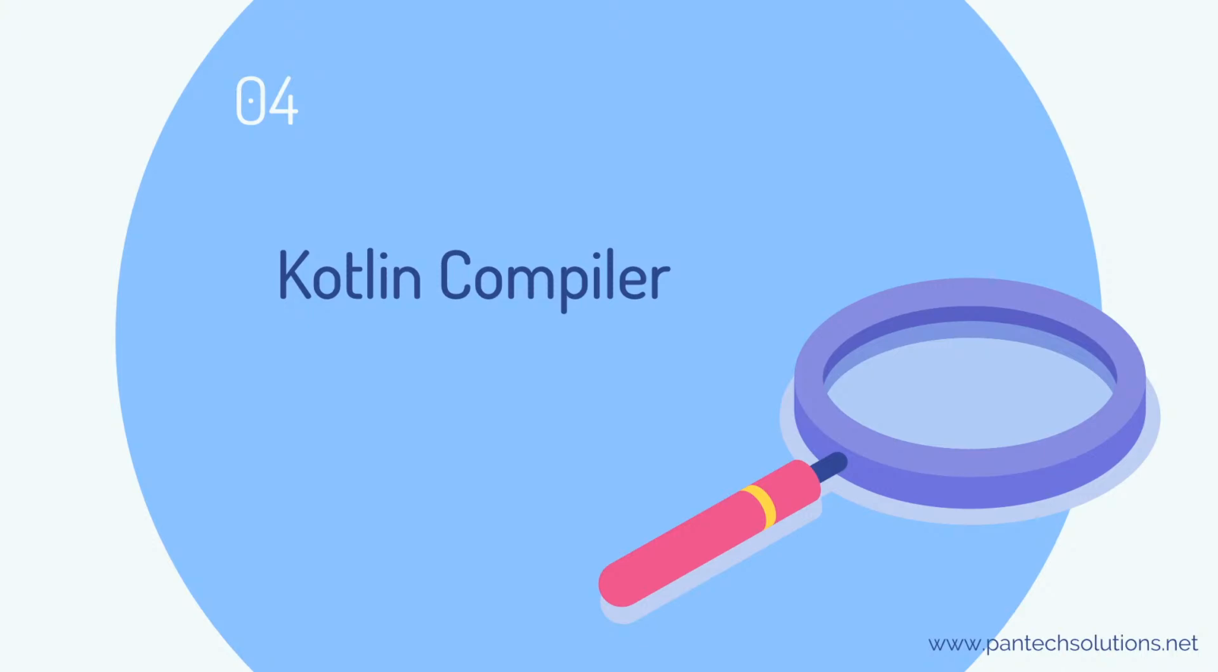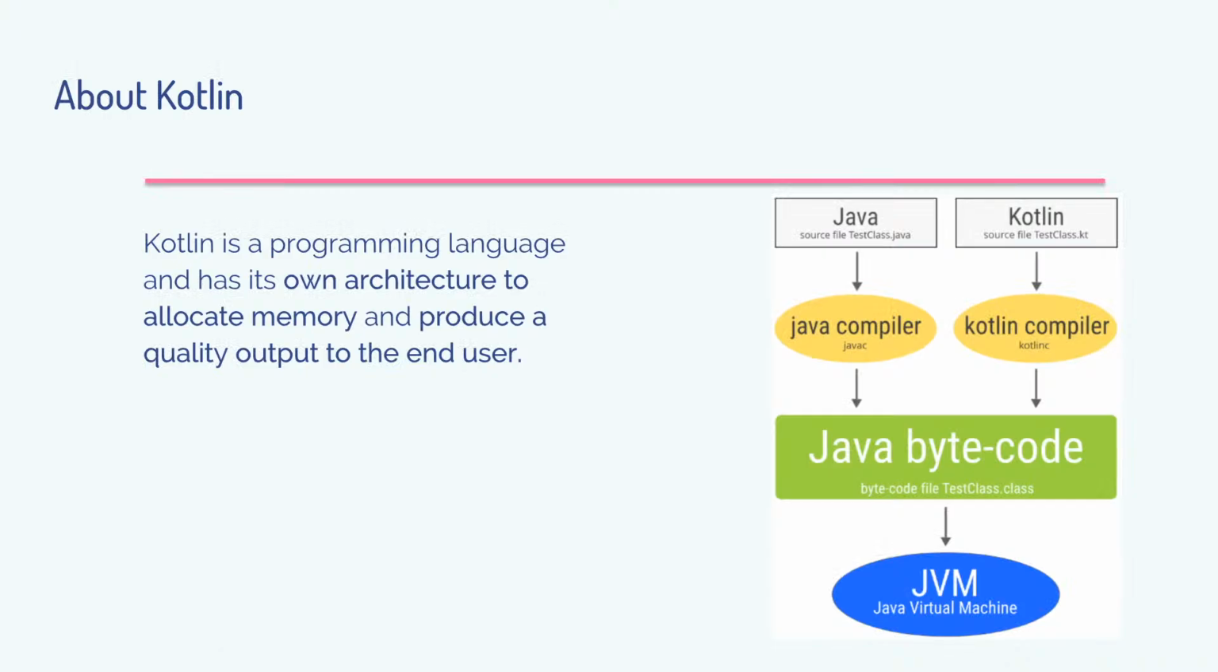The compiler is one of the main things. In Java also we were using a compiler, and using that we are producing the .java class file, and then we are executing the output. Same thing here also. Kotlin is a programming language and it has its own architecture. It allocates the memory and produces quality output for the end user.